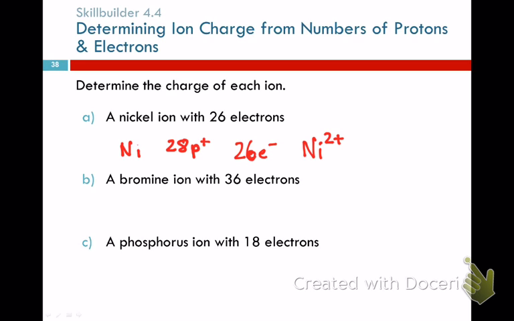Okay, so bromine, 35. I'll just write it down here. That's the P plus. Now normally it has 35 electrons. Now it's got how many? 36. So what's its charge? -1, yeah. Ooh, you're all chemists already.